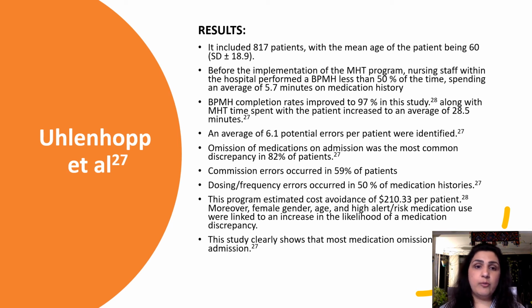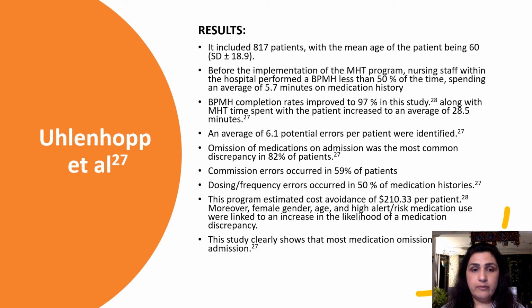An average of 6.1 potential errors per patient were identified. Omission of medications on admission was the most common discrepancy, in 82% of the patients. Again, I will just mention my clinical vignette, in which the error of omission occurred with our patient. Commission errors occurred in 59% of the patients. Dosing and frequency errors occurred in 50% of the medication histories. And this program estimated a cost avoidance of $210.33 per patient.